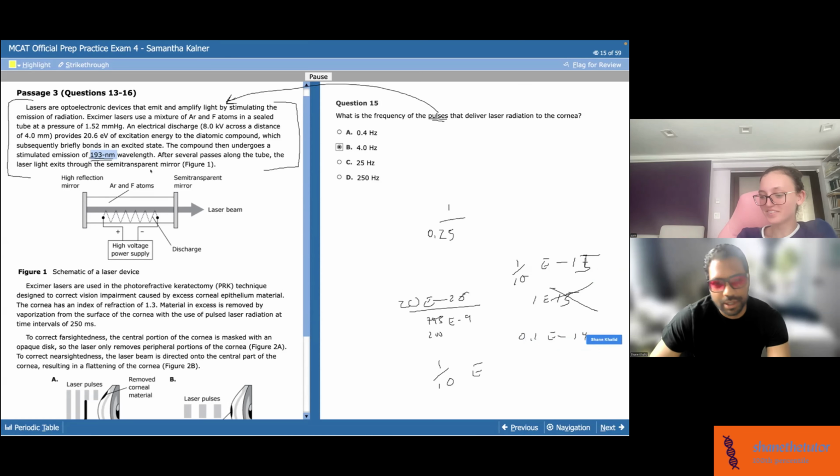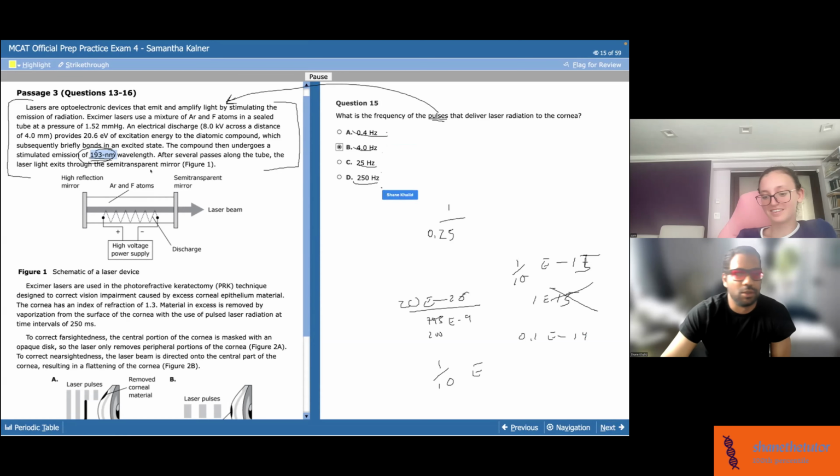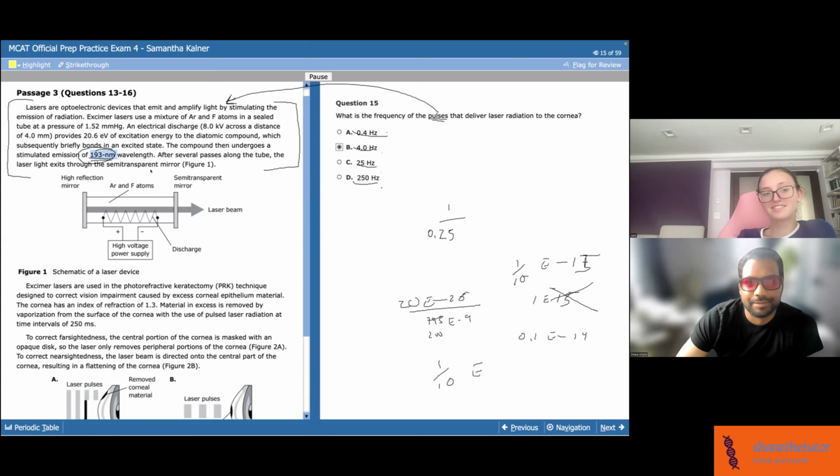Basically, whatever this answer is, if it was one of the choices, then a lot of people would get this one wrong. But it's not one of the choices, so even if you do this to calculate the frequency, you're going to see, oh, it's not a choice. I have to do something else. And then you can look elsewhere.